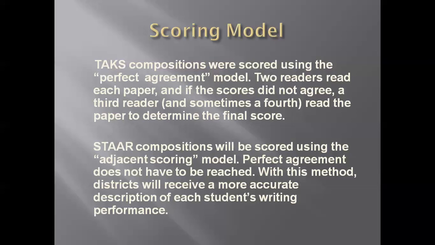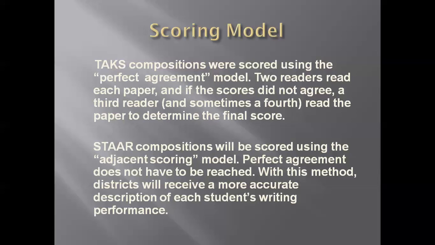Now the STAAR way of doing it is called adjacent scoring, and it's called adjacent scoring because they will be scoring side by side separately, but both their scores will count as long as they're not more than 1 point in disagreement. If it's more than 1 point in disagreement, then you bring in a third person, and that third person's score will be doubled. So I'll explain that.